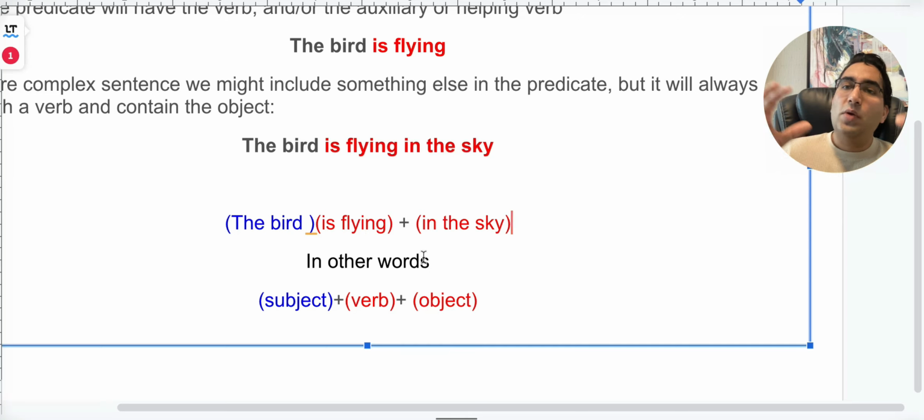So if you add them together, the bird is the subject, is flying is the verb, and the object is in the sky. Okay? So a good sentence and a common sentence structure is the addition of these three things. Subject plus verb plus object. The bird is flying in the sky. The sky is the object.